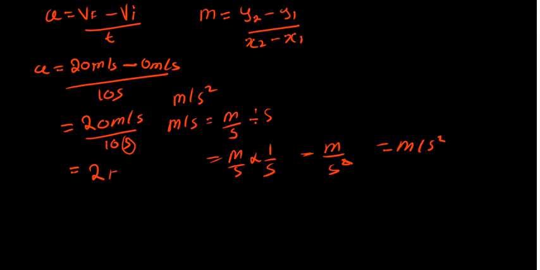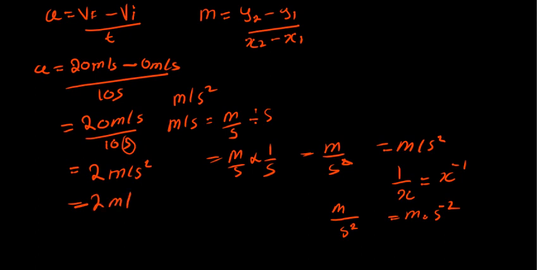So meaning we have meters per second squared. If you don't want to use per, meaning over, you can remember that 1 over x is equal to x to the power negative 1. So instead of saying m over s squared, I'll just say m multiplied by s to the power negative 2. So you can either write m per second squared, or m multiplied by second to the negative 2 right there.